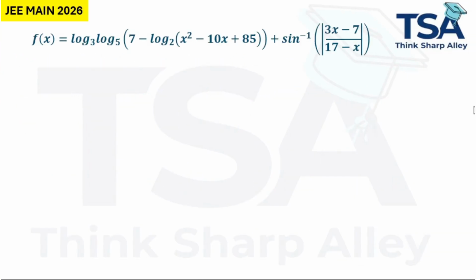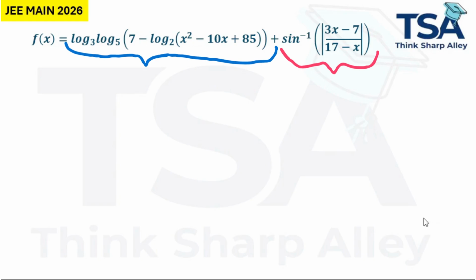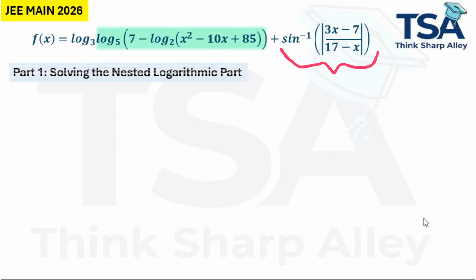Here the given function is this. Now to find the domain of this function, we must find the intersection of the domains of both major components. So let's divide this sum into two parts. Part 1, where we will solve the nested logarithmic part.